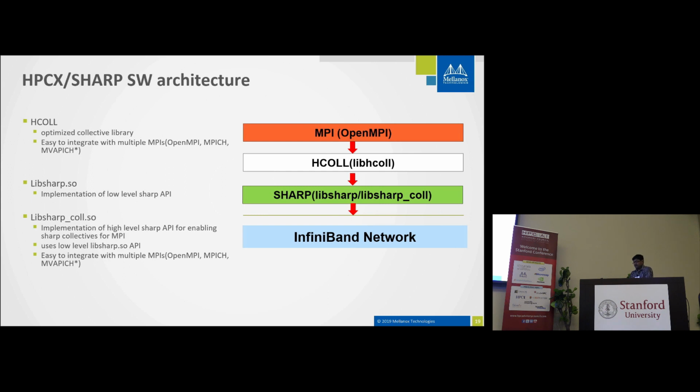HCOLL, for example, is already integrated into multiple MPI libraries like OpenMPI, MPICH and MVAPICH. And if users would like to have their own integration, Sharp provides a high-level API, which is easy to integrate. You just need Sharp init, Sharp communicator create, Sharp communicator destroy and Sharp finalize. It's just a bunch of 4 to 5 API calls, all you need to integrate Sharp into any communication framework.